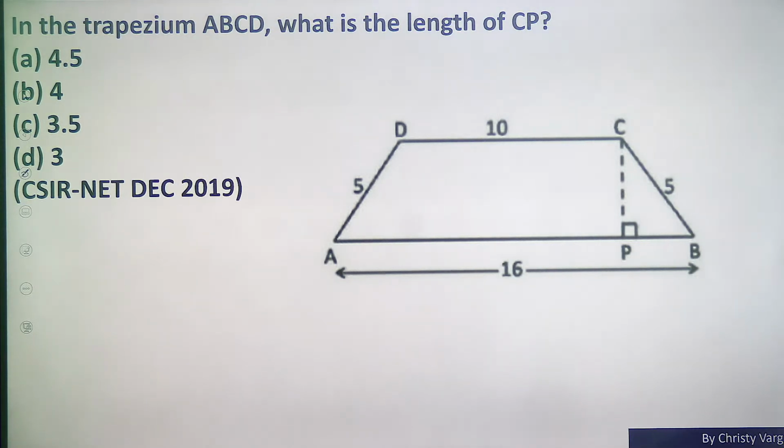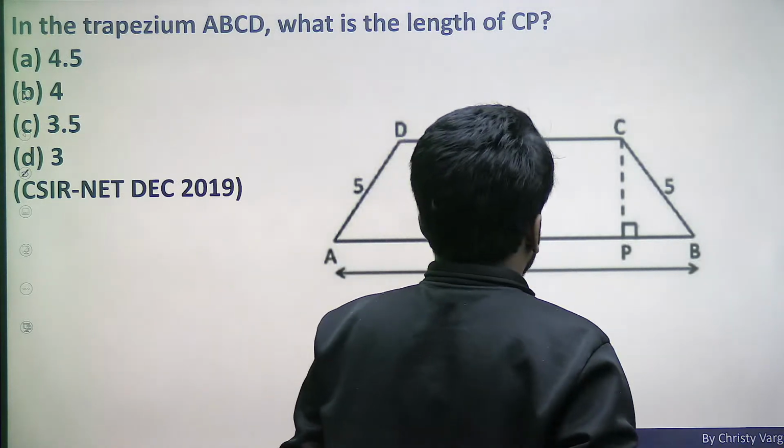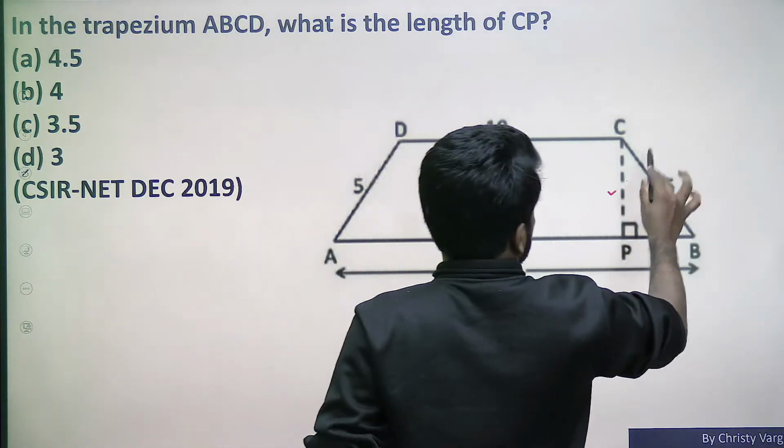A option, B option, 2 options I can see in the answer options. C option also. Let's see which is correct. In the trapezium ABCD, what is the length of CP? Yes, we need the CP length.